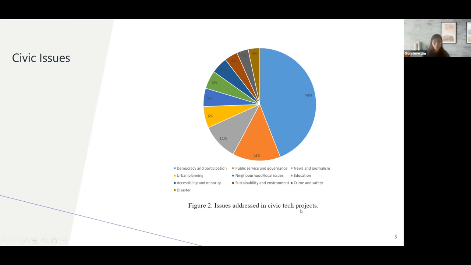And then we also have the next 9 other sub-issues that each take a lesser part of the pie, but they are also equally important. So for example, public service and governance, news and journalism, urban planning, neighborhood local issues, education, as Dr. Neo was discussing in the first speech, and then accessibility and minority, sustainability, environment, crime and safety, and disaster, which also reminds me of the example of the earthquakes in Japan that Dr. Lim mentioned. So the civic issues are very broad and they cover a lot of different aspects and topics. My personal view is that it covers anything under the sun, which it truly does. So it's a very interesting and very expansive area where people can look into, and there are a lot of opportunities here to foster more civic interest.